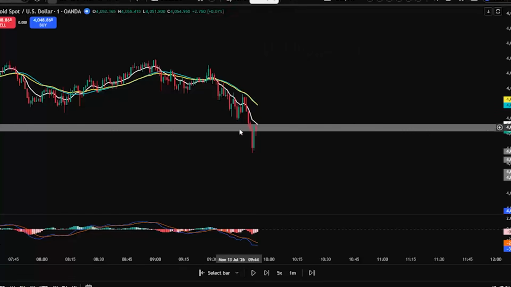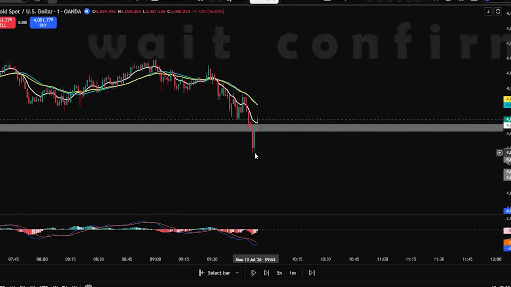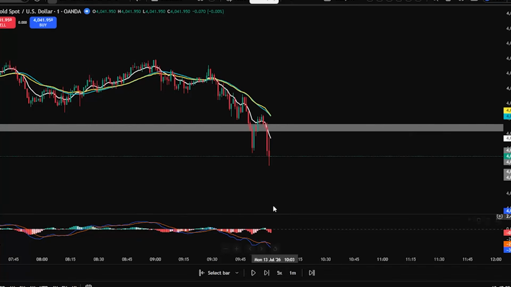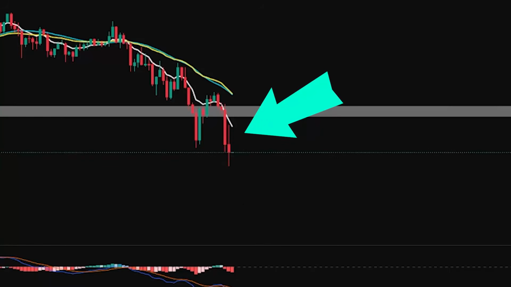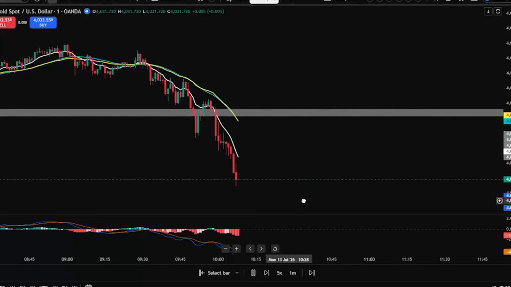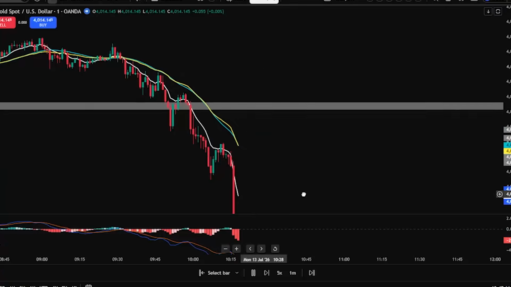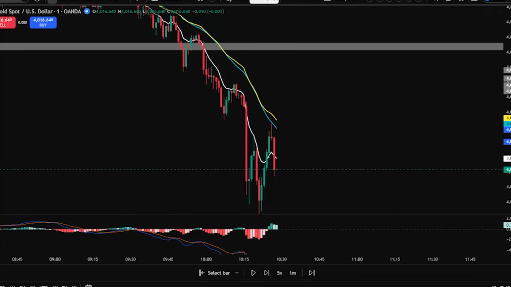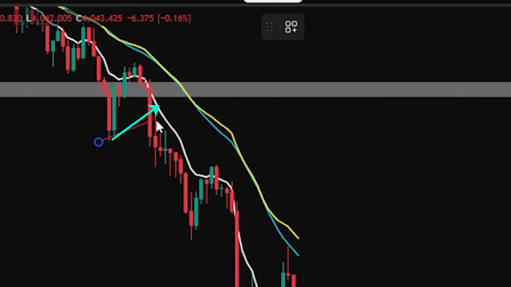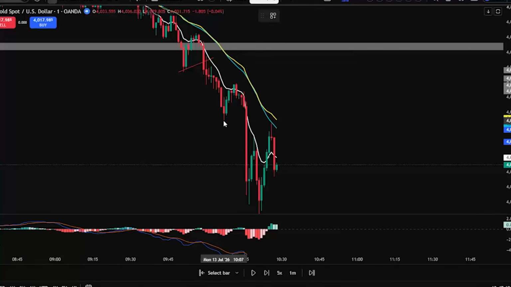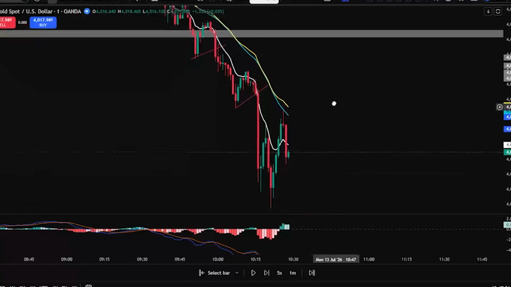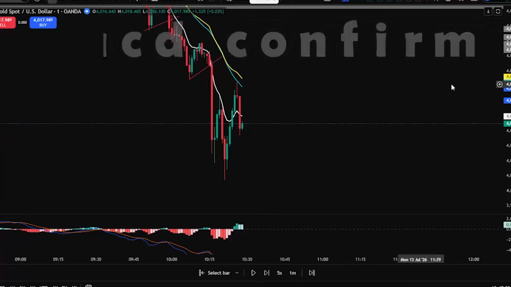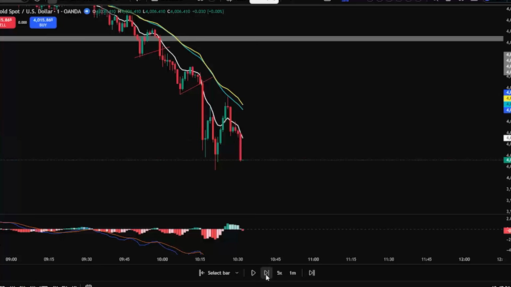Number three, wait for confirmation, not emotion. If gold suddenly drops $20 or $30, do not chase the candle. The first move is usually where emotional traders enter. Instead, wait for the structure. EMA 9 crosses below EMA 21. Price moves below EMA 34. The market pulls back toward EMA 34. MACD confirms that bearish momentum is still active. Then look for your entry trigger.